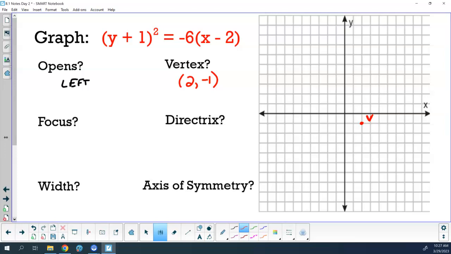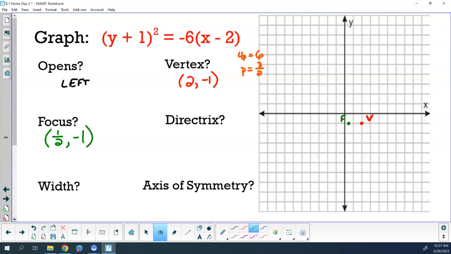Okay. I've got a 4p value of 6, which means p is going to be 3 halves. When I divide 6 by 4, I get 3 halves, which is 1.5. So that would mean that my focus would be at the point 1/2, comma, -1. Yes?